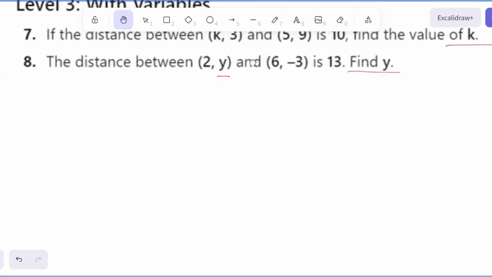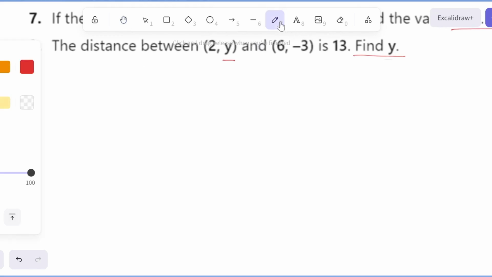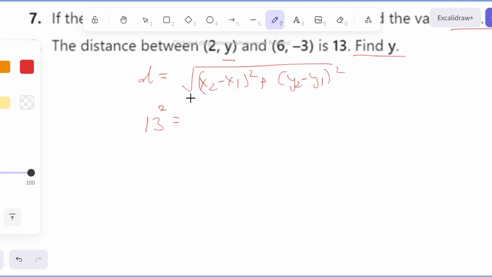The same as the previous question. We already know that d is the square root of (x2 − x1)² plus (y2 − y1)². Always write the formula first. That's a good habit because we get marks for the steps as well in maths. If you have done all the steps, you'll get marks as per the steps. That's the beauty of maths. So here d is given as 13. So you can square both sides so that you can get rid of the square root.